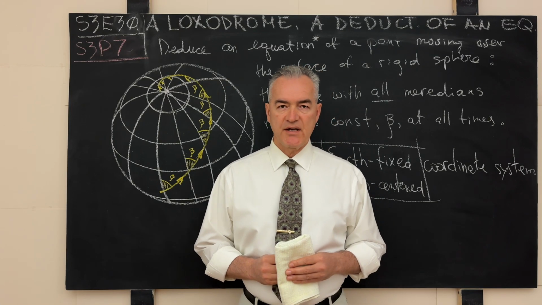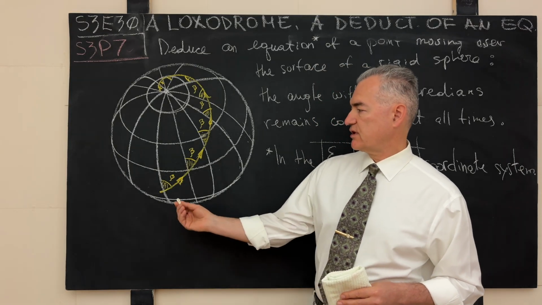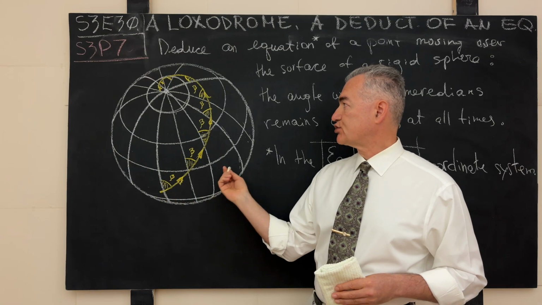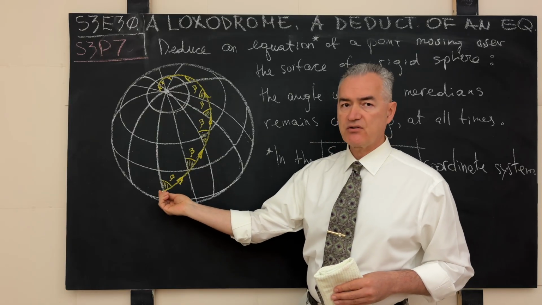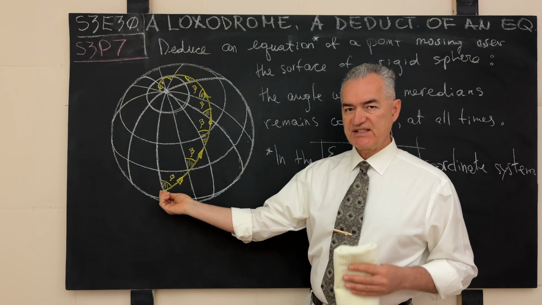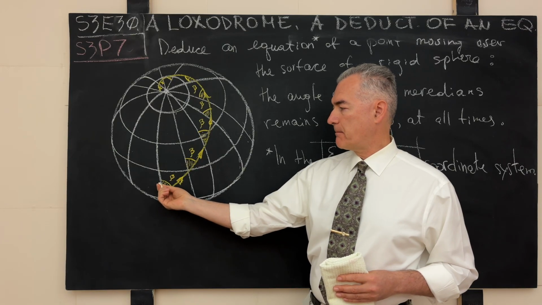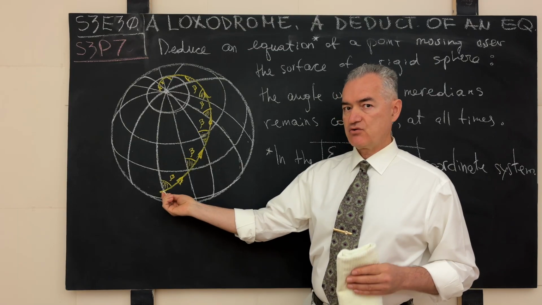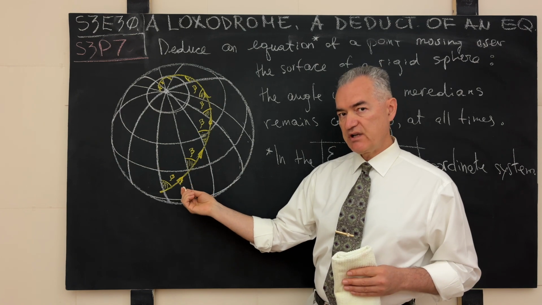In the physics problem S3P7, we're asked to deduce an equation of the trajectory of a point that moves over the surface of a rigid sphere in such a way that that trajectory forms one and the same constant, known and given ahead of time angle beta with each and every meridian of that sphere. Not just one meridian, not two, not three meridians, but all meridians on that sphere.